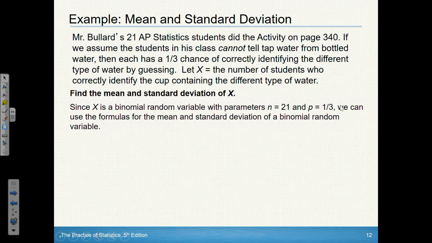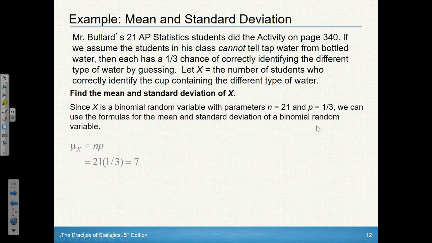So we're going to refer to x as the number of students who correctly identify the cup containing the different type of water. So clearly this is a binomial distribution because all 4 conditions are met. I think we have that by now. So let's just jump right ahead to finding the mean and standard deviation of this distribution.